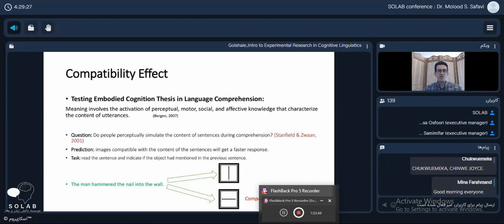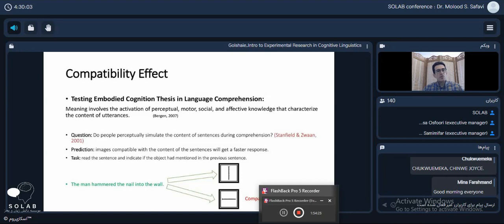the content of utterances. So, for example, when you read or hear a word or sentence, if you hear the word kicking, according to this embodied cognition thesis, that part of your brain which is responsible for kicking, I mean the motor area, gets some partial activation. So this is what this theory predicts.